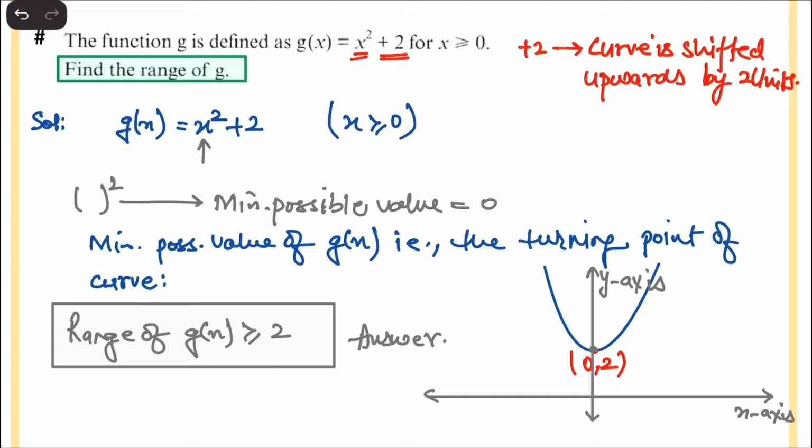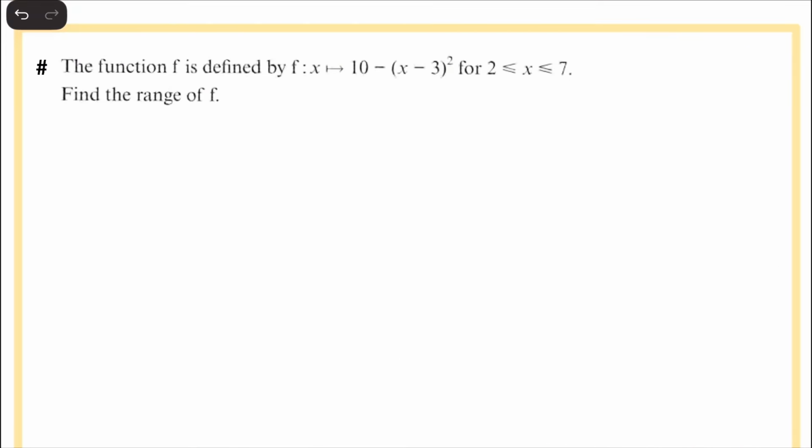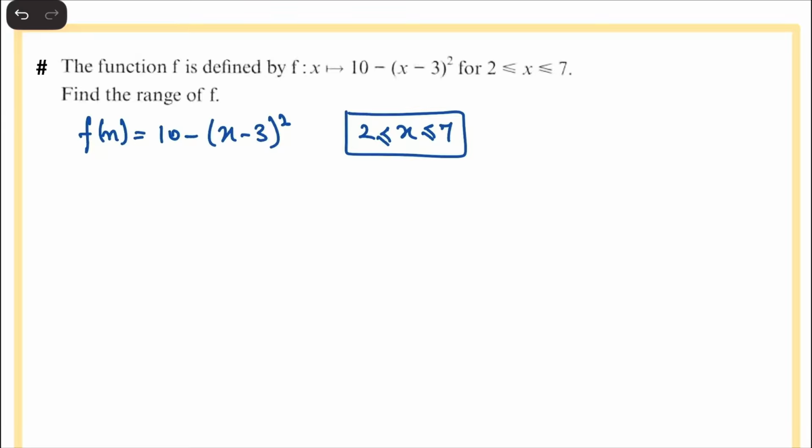Let's move on to the next question of this video. Yes, so now we have reached the next question of this video, where function f is defined by f of x equals 10 minus (x minus 3) whole square, and of course the domain of x is given to you as 7 and 2. Okay, so let's quickly try to solve this question. They are asking you the range of the given function.